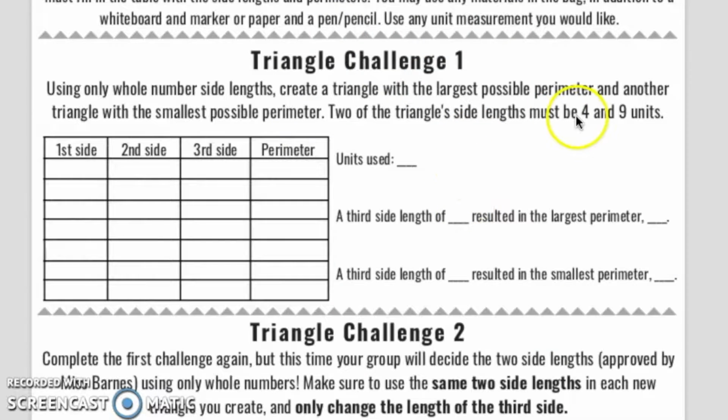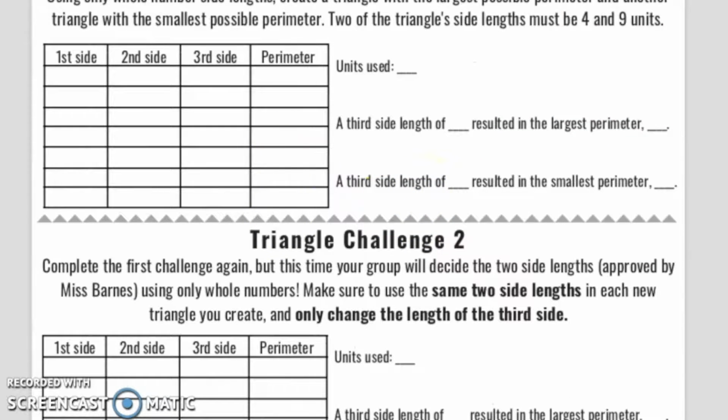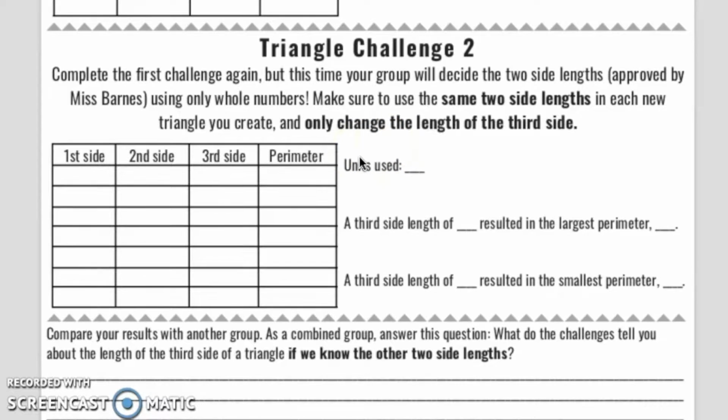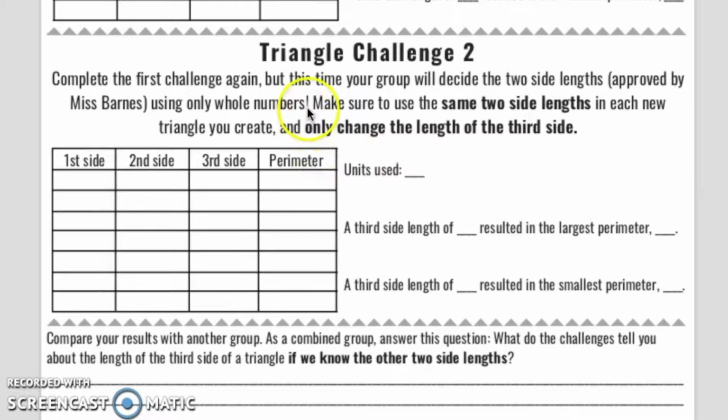In the first part, I give them two side lengths, and then in the second part, they are coming up with two of their own side lengths. So this gives them a little more freedom here, but they're still basically doing the same thing. They're going to pick two side lengths, keep them the whole time, and then just change that third one for what they can. And I do ask them to use just whole number side lengths the whole time. That way we don't deal with any decimals or fractions or crazy things like that. But I could definitely extend this and have the kids have some rational number side lengths.